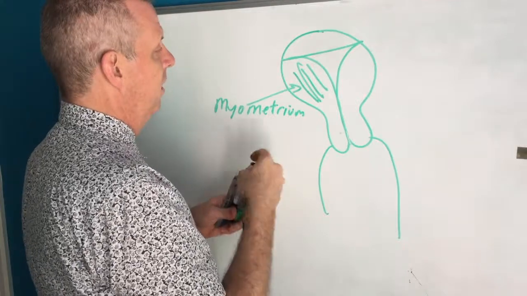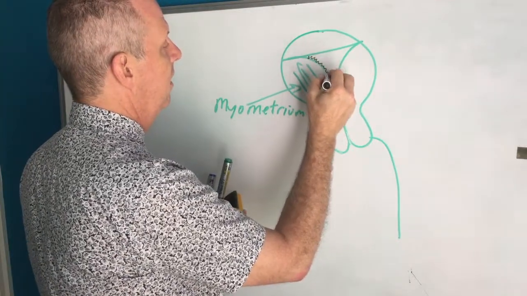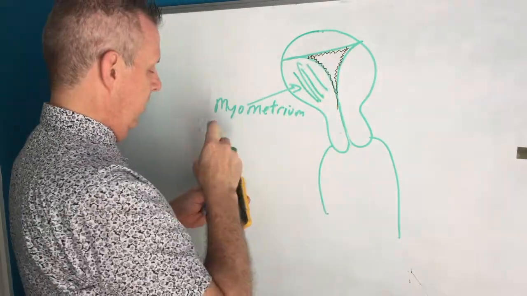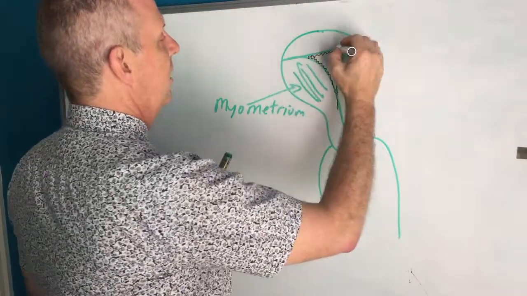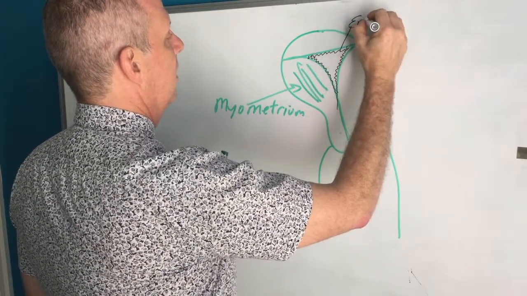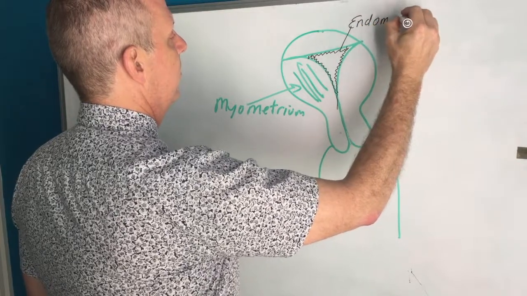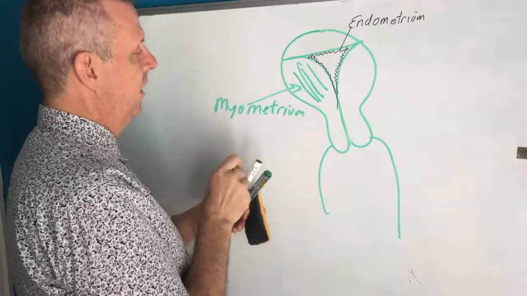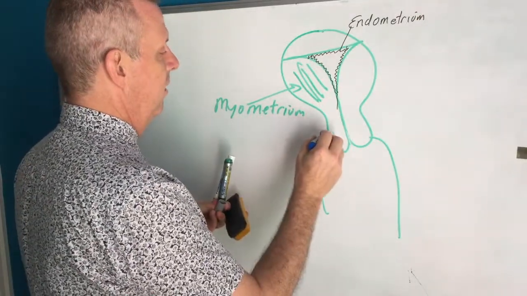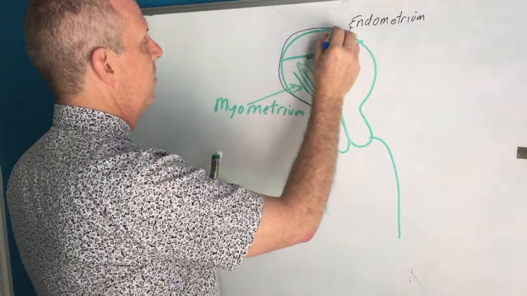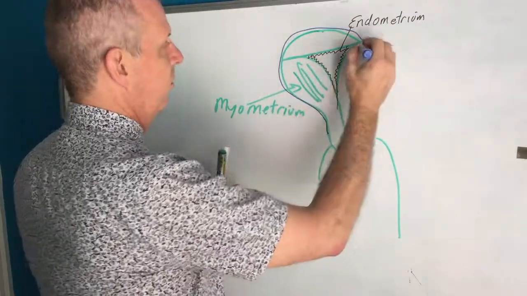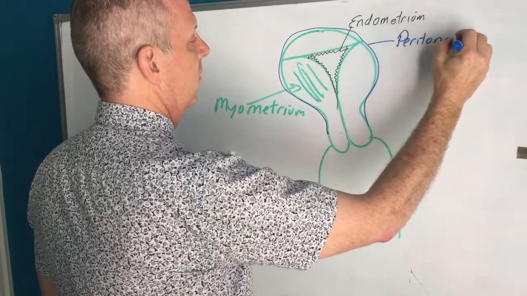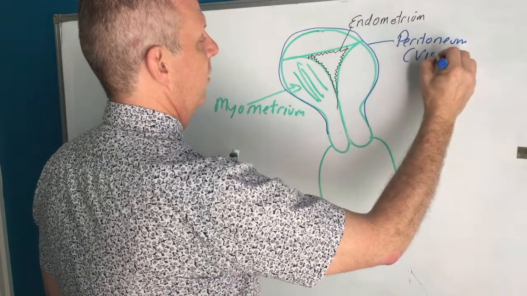And there's a little lining in here which changes due to various hormonal influences, and that there is the endometrium. And on the outside here, we have a little thin layer of peritoneum, which is, of course, the peritoneum. Obviously, that's the visceral peritoneum.